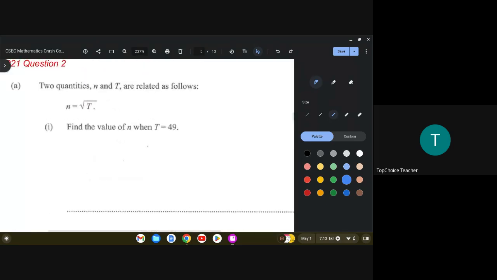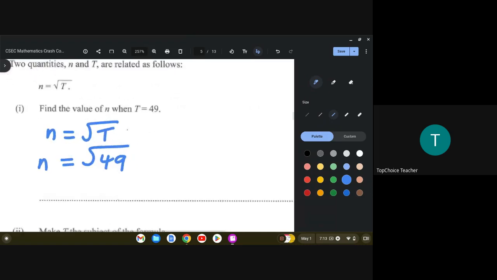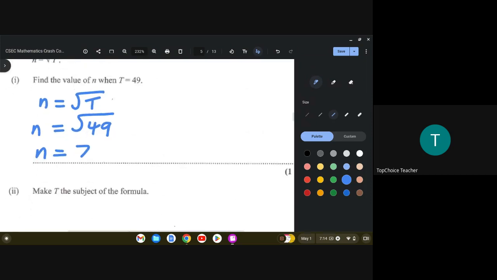Two quantities, N and T, are related as follows. N is equal to the square root of T. I'm going to write it for those who can't see it. N is equal to the square root of T. Find the value of N when T is equal to 49. This is very, very easy math, guys. What is the square root? N is equal to 7. You could put the square root of 49 into your calculator and you're going to get 7. So that one is easy. That's one mark.